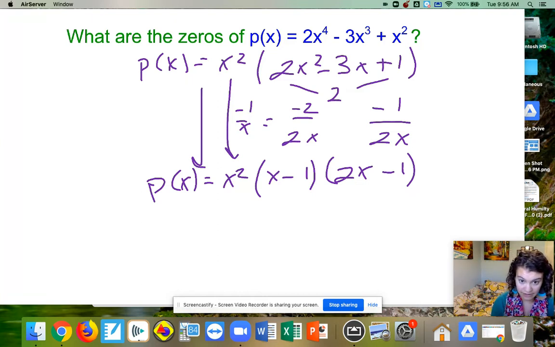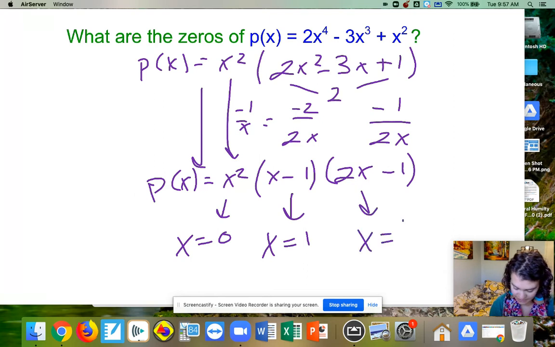And then from this, we can get the zeros. So this one gives us x equals 0. Here we get x equals 1, and this one would be x equals a half.